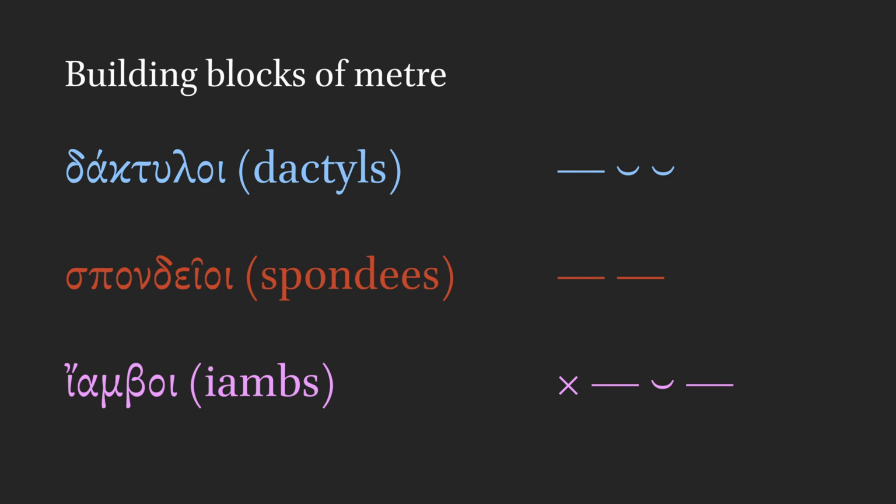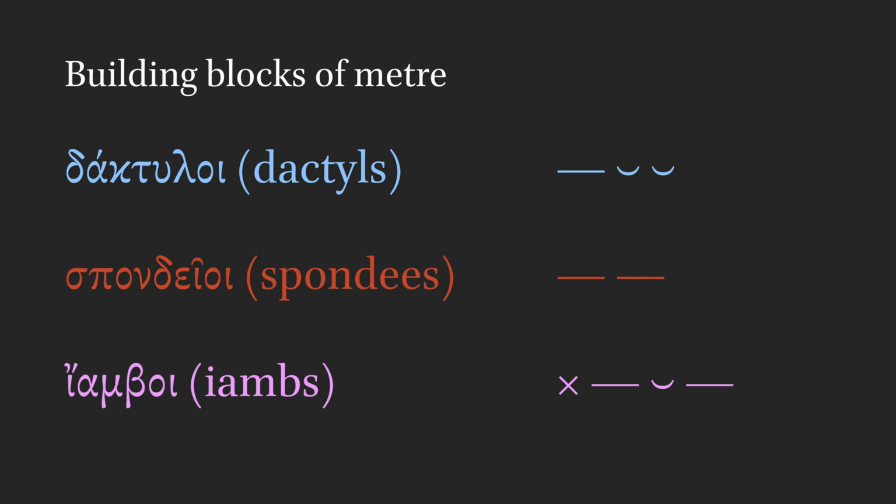In the first video, we listened to an excerpt from Aeschylus's Agamemnon. If we look closely, we'll see that the whole excerpt is made from 3 different building blocks. The first one is called a dactyl. Dactylos means finger, and a finger has one long segment and then 2 shorter ones. Just like that, this building block, the dactyl, has one long syllable followed by 2 shorter ones. Remember that the long horizontal line indicates a long syllable, and the semicircle indicates a short syllable.